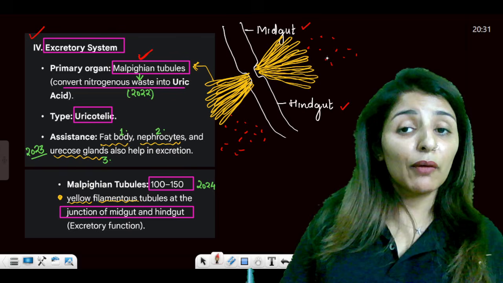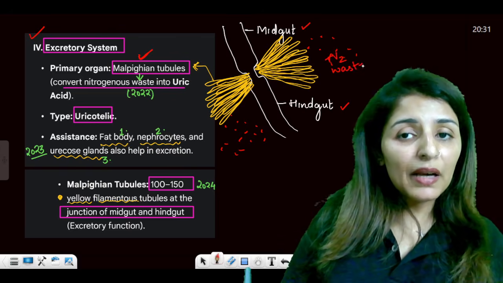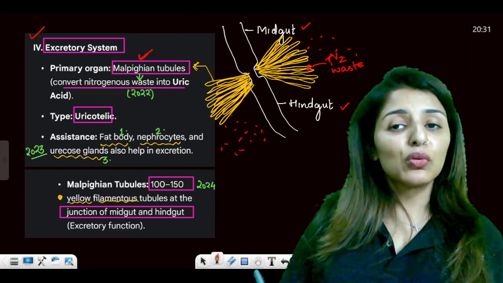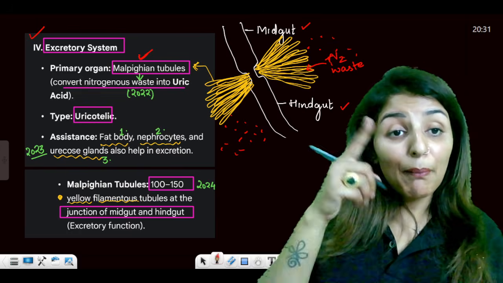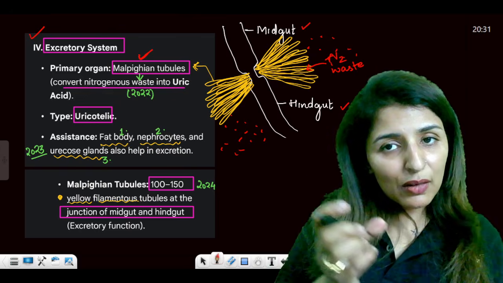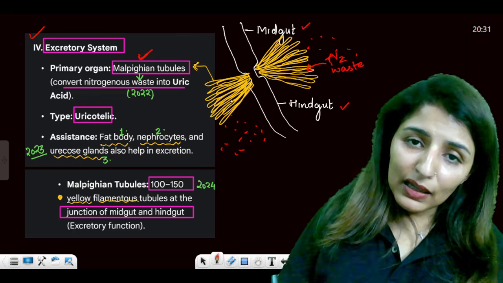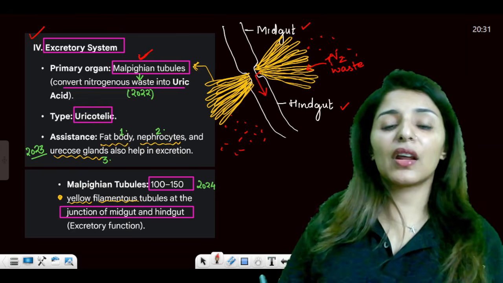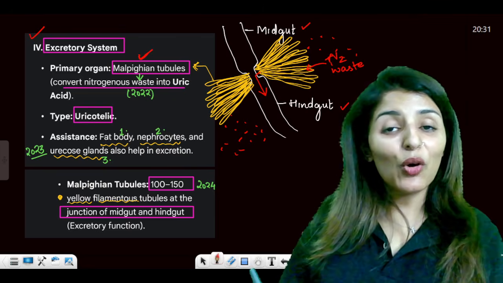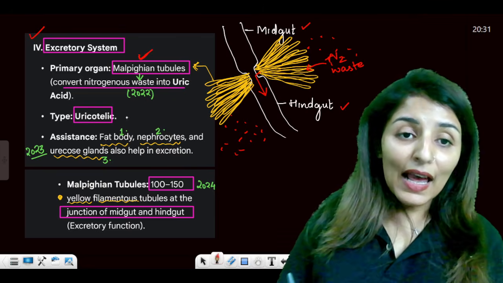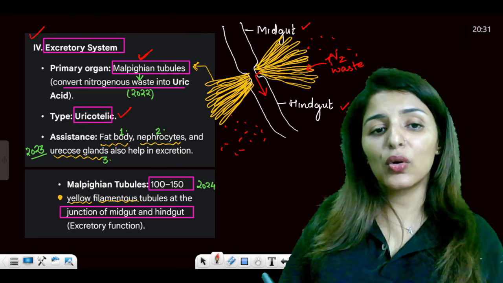The white colored hemolymph. So the nitrogenous waste from the hemolymph will be picked up by the malpighian tubules, and this nitrogenous waste will be converted into uric acid. So it takes in the nitrogenous waste, converts it into uric acid, and then puts that waste in the alimentary canal. So the alimentary canal is not only meant for digestion and absorption, it is also involved in the removal of nitrogenous waste. And the chief nitrogenous waste of cockroach is uric acid, hence it is uricotelic.